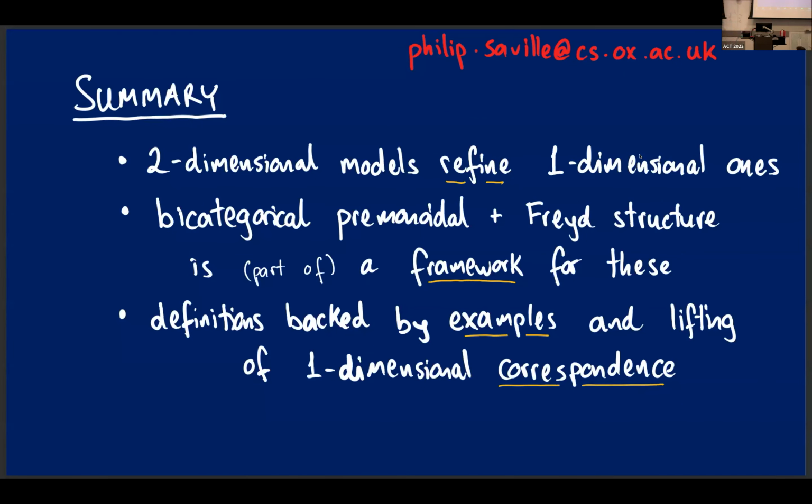We can ask why things are true and so on. Bicategorical, premonoidal, and Freyd structure is a step towards building a framework for understanding these two-dimensional models all at once, so we don't have to prove facts about them one by one. The definitions we give in the paper capture the examples you'd expect from the one-dimensional setting, and there is also a correspondence that matches the one-dimensional setting, which gives us some confidence that the definitions are actually correct and not just ad hoc.